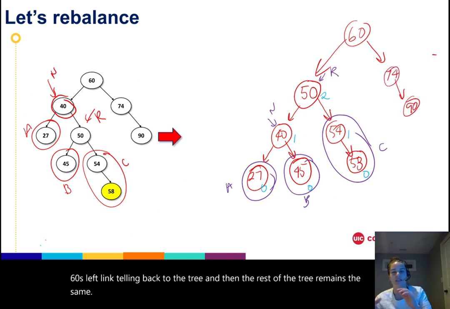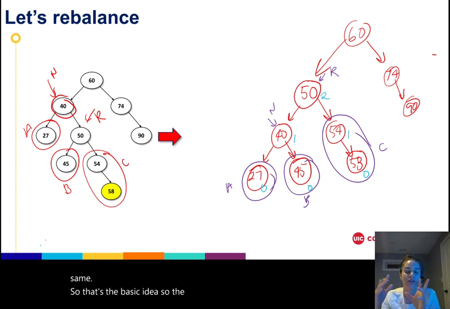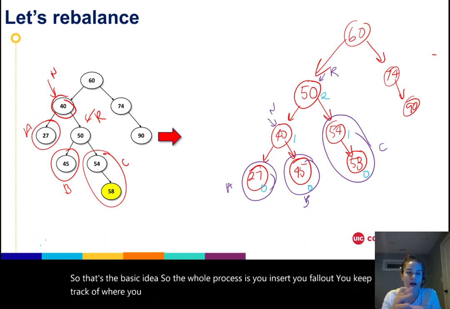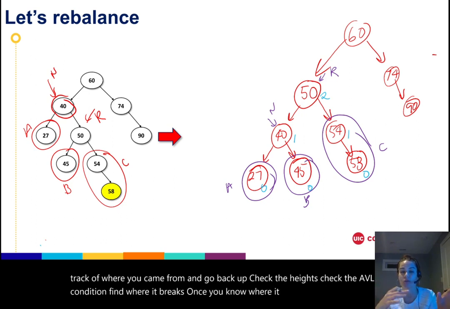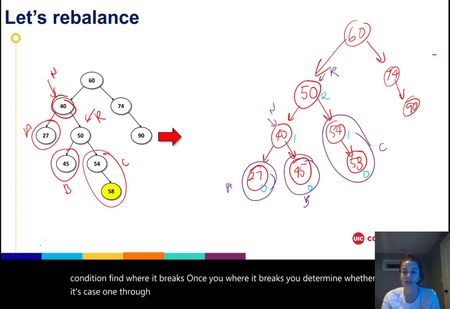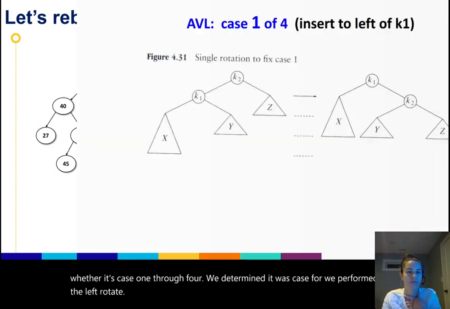So that's the basic idea. So the whole process is you insert, you fall out, you keep track of where you came from and go back up, check the heights, check the AVL condition, find where it breaks. Once you know where it breaks, you determine whether it's case 1 through 4. We determined it was case 4. We performed the left rotate on 40.